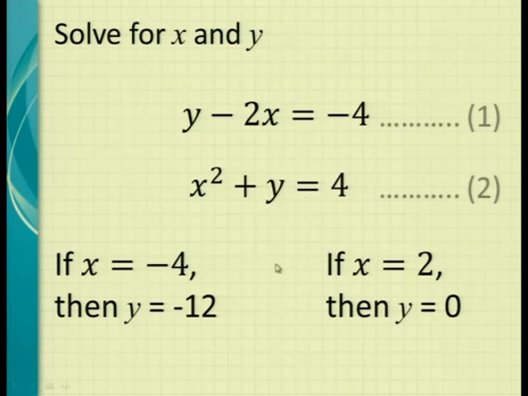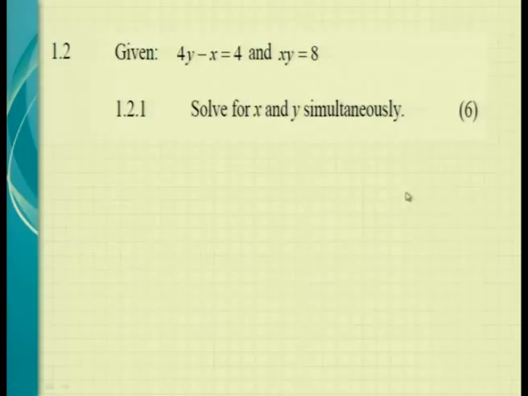This is how easy you can get 6 marks. This comes from a November exam. Given this equation and that equation, solve for x and y simultaneously. Please go and practice a whole lot of these. If you're not sure, watch the video again. But make sure you follow it step by step. You solve for x and y simultaneously, and that will give you an easy 6 marks in the exam.